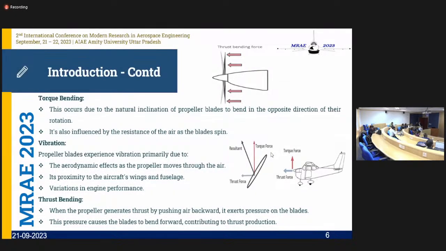The factors that are affecting the blades are, first, torque bending. This occurs due to the natural inclination of the propeller blade to bend in the opposite direction of its rotation, and it is also influenced by the resistance of air as the blade spins. The next one is vibration, where the propeller blade experiences vibration primarily due to aerodynamic effects as the propeller moves through the air, its proximity to the aircraft's wing and fuselage, and also the variations in engine performance. The next one is thrust bending. When the propeller generates thrust by pushing the air backward, it exerts pressure on the blades. This pressure causes the blades to bend forward, contributing to thrust production.